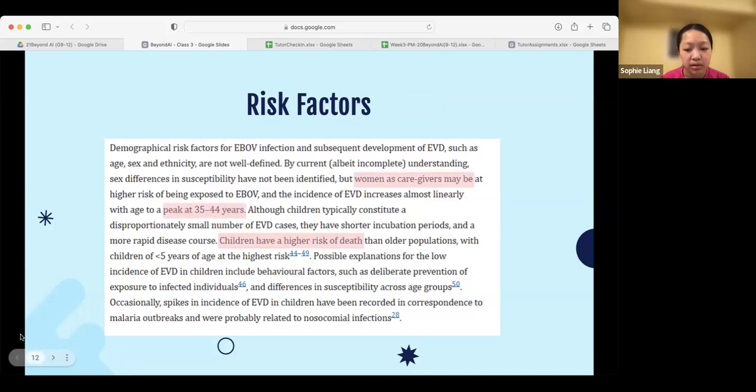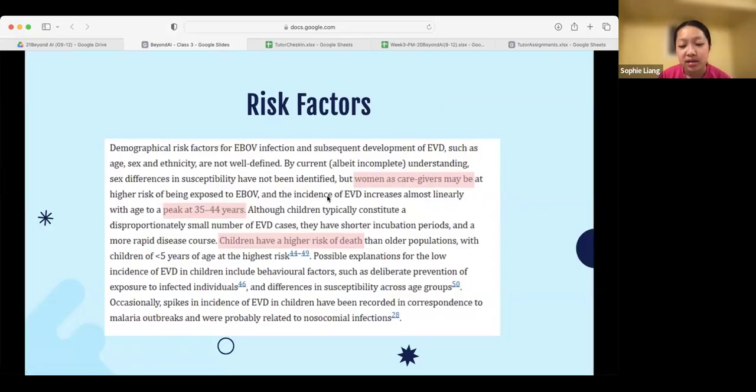Okay, I'll underline. Well, I accidentally showed that. So, there's the answers. The three risk factors are, the first one is women, because it says women as caregivers may be at higher risk of being exposed to EBOV. That is the disease we're talking about. The next one is ages 35 to 44.